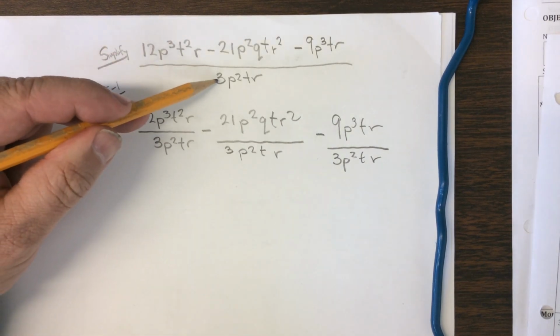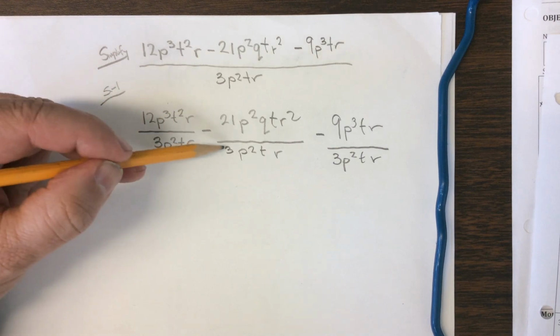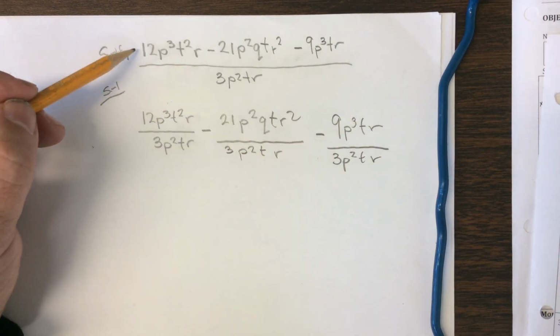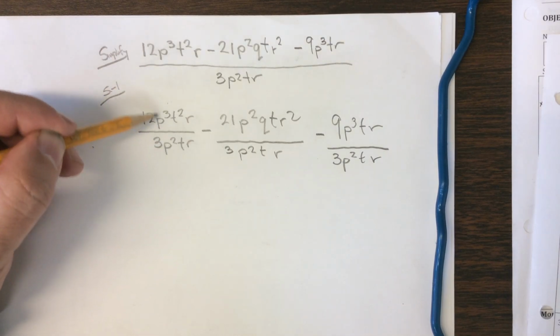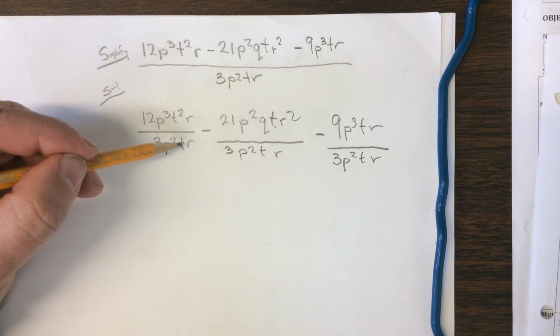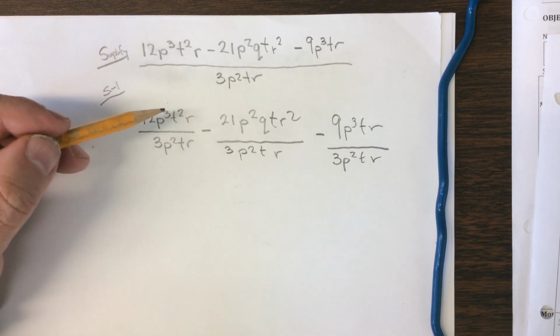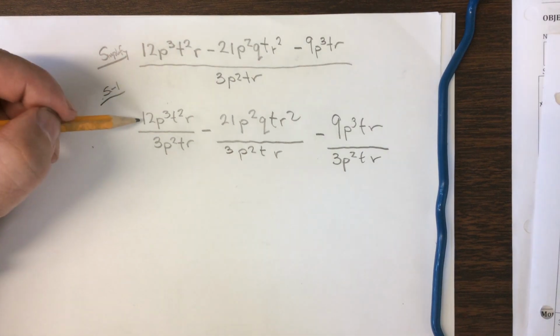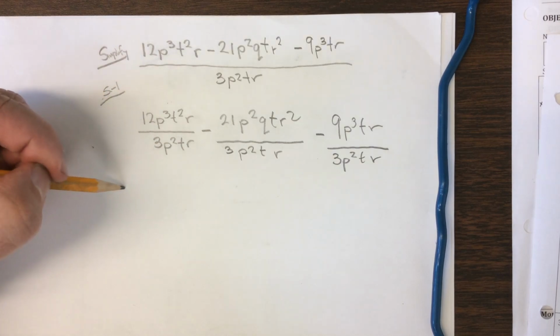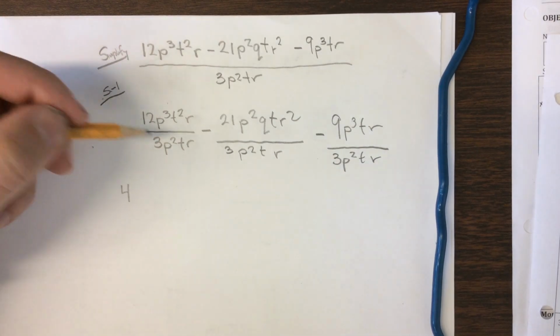You can see that I took the monomial and placed it under each term of the polynomial on top, or the numerator. That allows me to work on them individually, and you can see that I have them grouped: constants, p's on top of p's, t's on top of t's, r's on top of r's. That allows me to use the rules I learned in 5-1. We can simply use our calculator or mental math. 12 divided by 3 gives us 4.